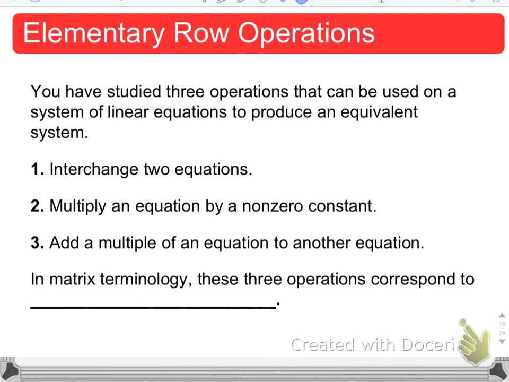Now, remember we talked about our elementary row operations, and we've studied this already with Gaussian elimination, so we can use these properties in terms of our matrices. Just recall that we can interchange 2 equations, multiply an equation by a non-zero constant, and add a multiple of an equation to another equation. In matrix terminology, these 3 operations correspond to elementary row operations.